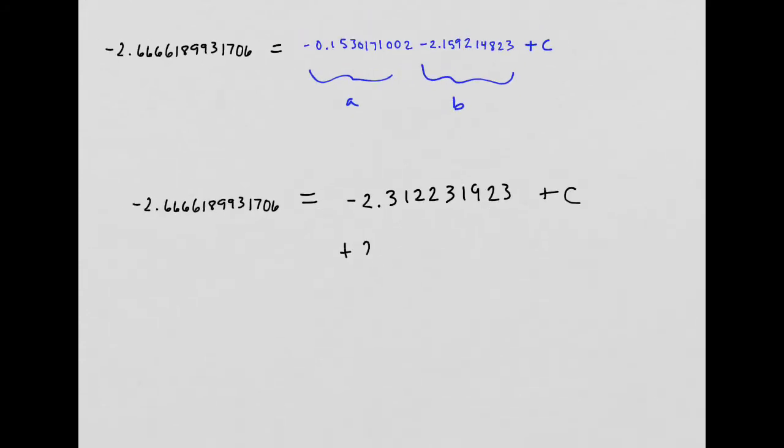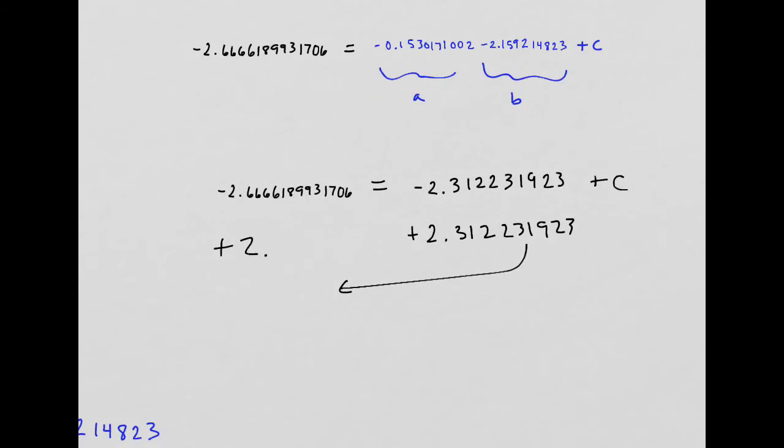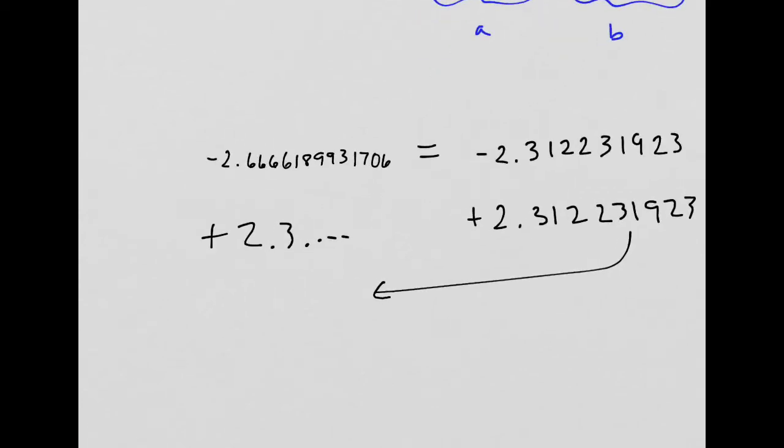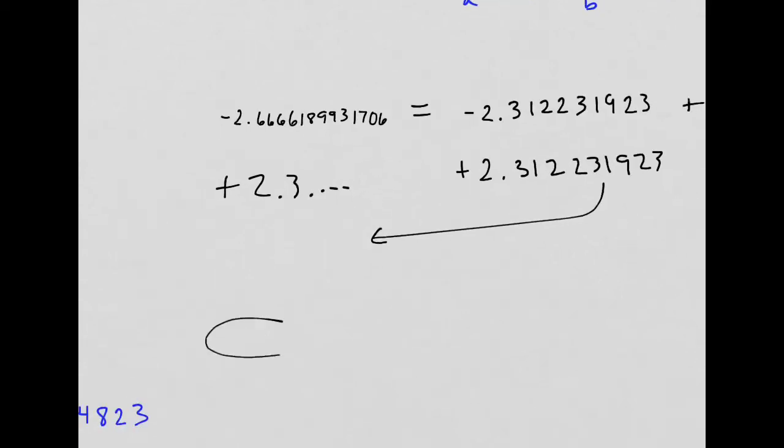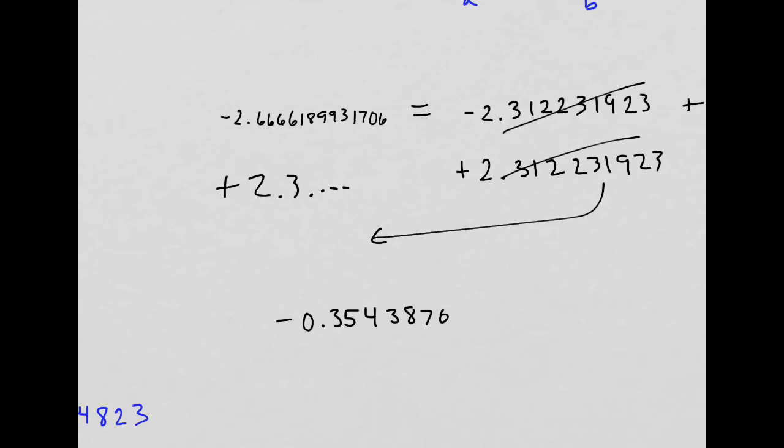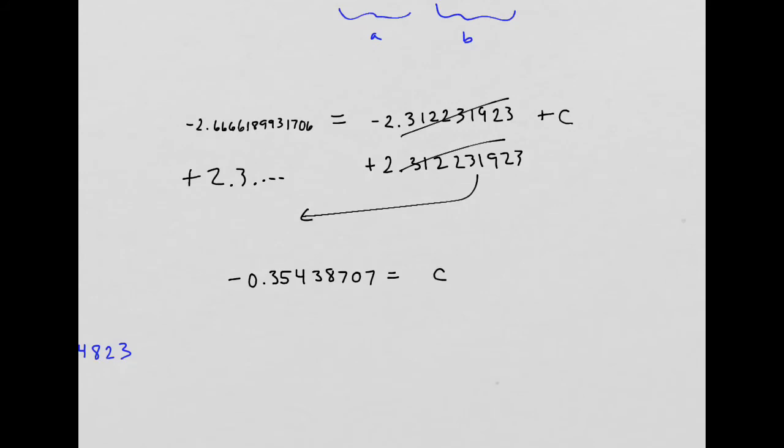I need to add 2.312231923 over to this side. So I'll add that, plus 2.3 and so on. Well, that's already in my calculator. I'll just type this in, negative, and then add this. And I'll write that down right here. So I'll do that also in my calculator. So that cancels out, and I get negative 0.3543807. That's not a 6, that's a 0. 7, and that equals C.